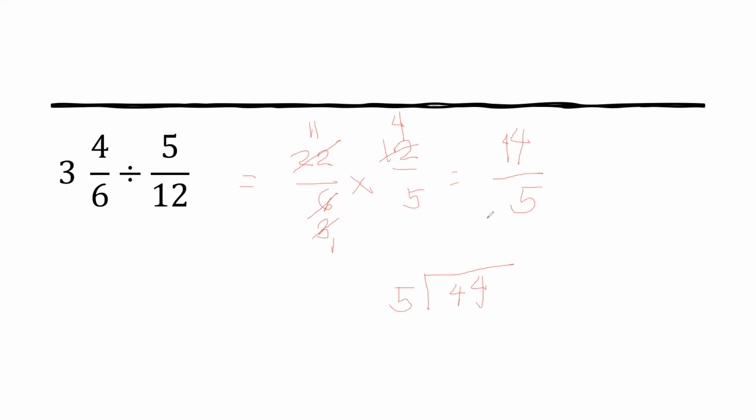Ilang 5 ang meron sa 44? That will be 8. Kasi that will be 40. Diba? So minus natin, 4. That will be 4/5. So our final answer is 8 and 4/5. Okay?